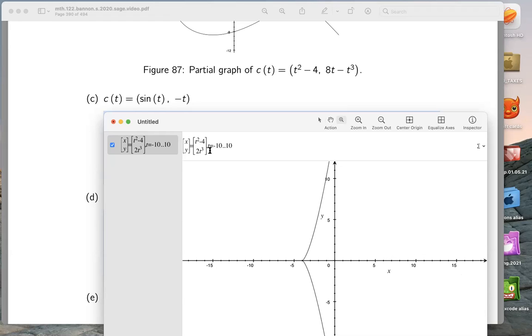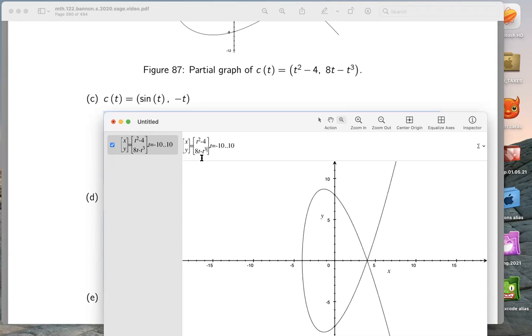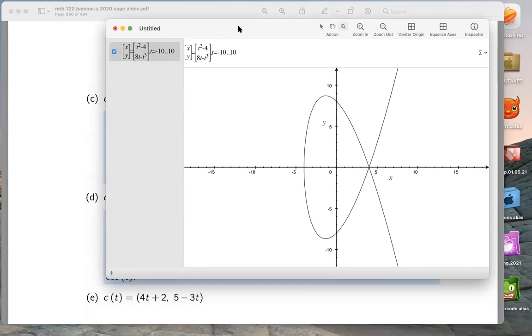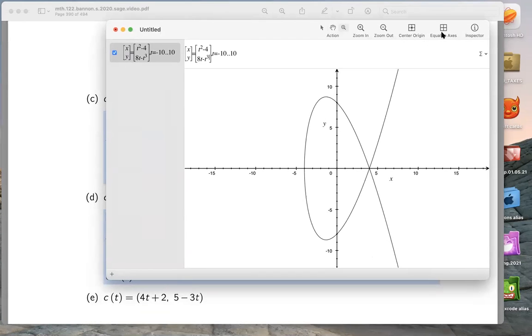So, I'm certainly doing that. I know that the x has to be greater than minus 4. I'm clearly seeing that. And I think we told you the y could be any number in the universe. So 8t minus t cubed. And I'll do that. And I'm seeing a picture, and it's awfully distorted. And I agree, it does look distorted.